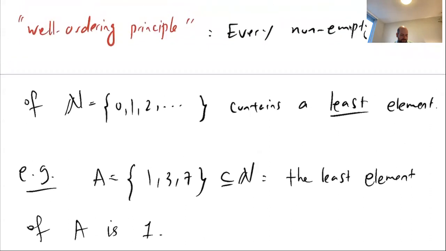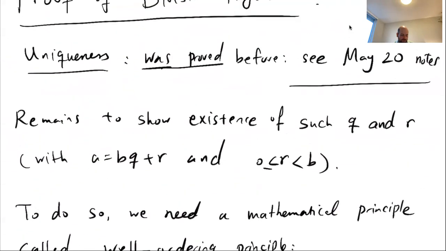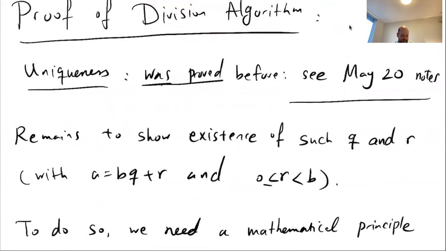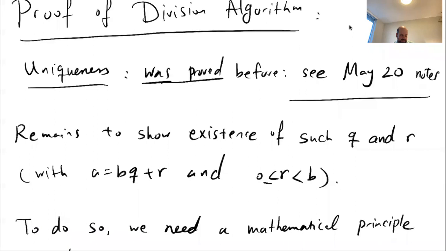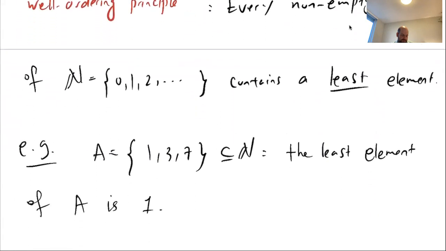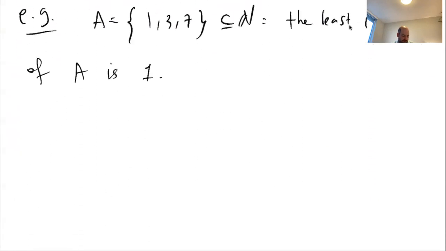Now, how can we prove? So remember, our goal was to prove the existence of numbers Q and R such that A is equal to BQ plus R, and R bigger than or equal to 0, less than B.